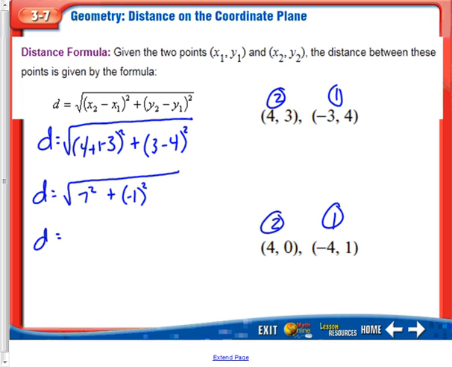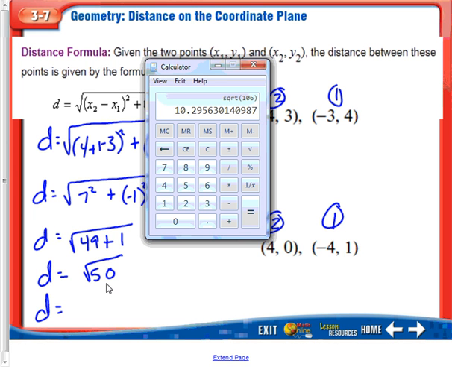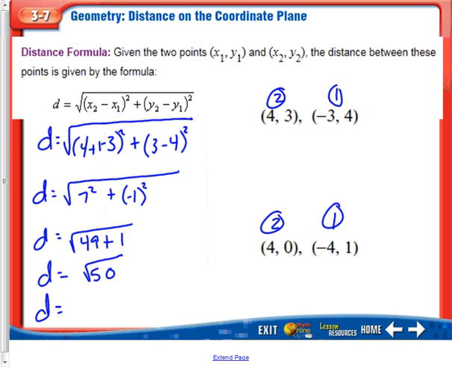So d equals the square root of 49 plus 1. So d equals the square root of 50. And I would expect you to show all of this work. I don't want you to skip any steps or just do it all in your calculator. You can use your calculator, but I want to see all of the steps and all the work. So in the end, we'll take the square root of 50 to find that the distance is about 7.1 units. So we'll say about 7.1 units for this problem.